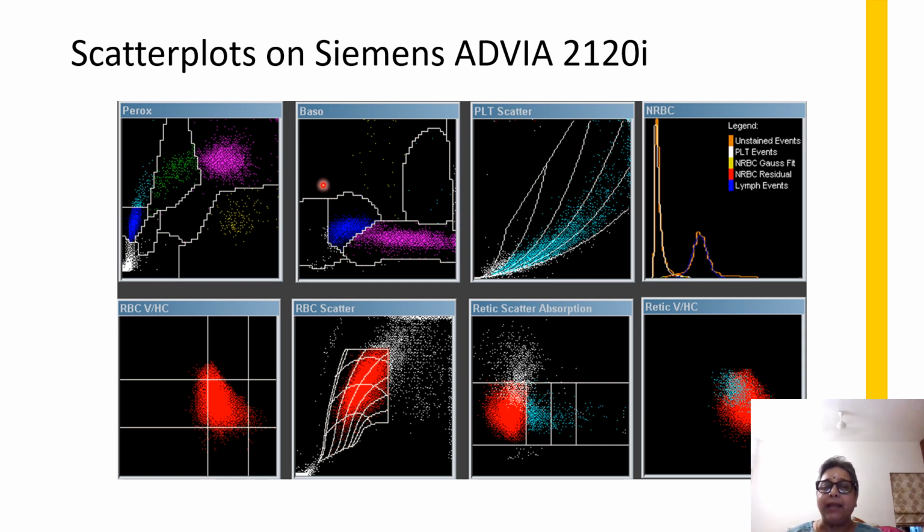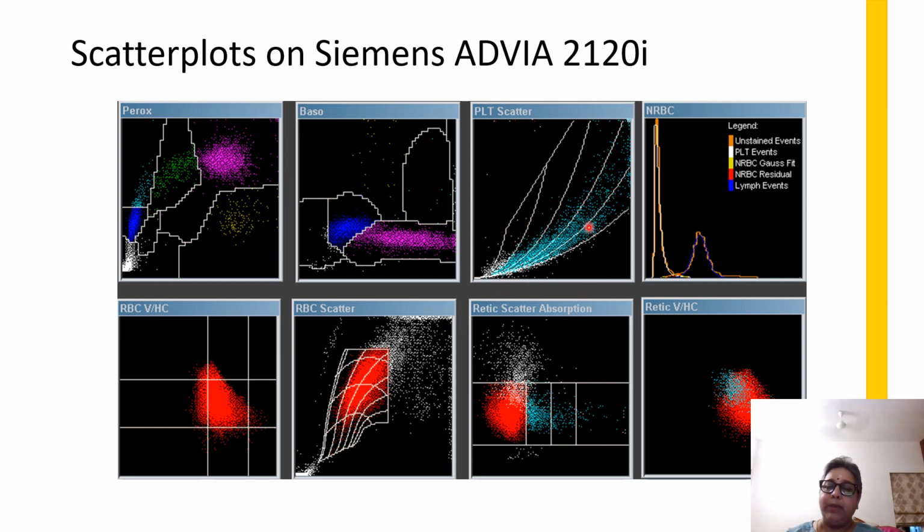So based on this scatter, you'll know that these are the basophils that are present. Now, this is a platelet scatter where the cell size is plotted against the refractive index, and the refractive index of a platelet is between 1.35 and 1.4, and therefore the cells are scattered using the incident light that falls upon them, and whatever is in that refractive index and in the size that is specific for a platelet, you get a scatter.